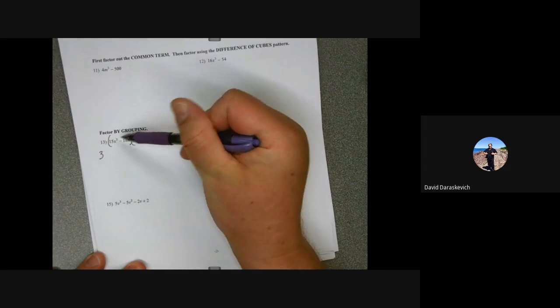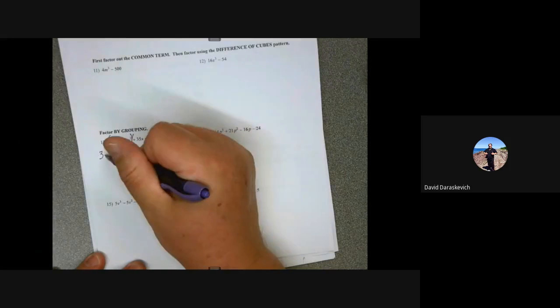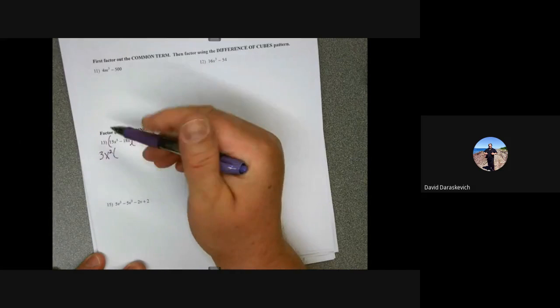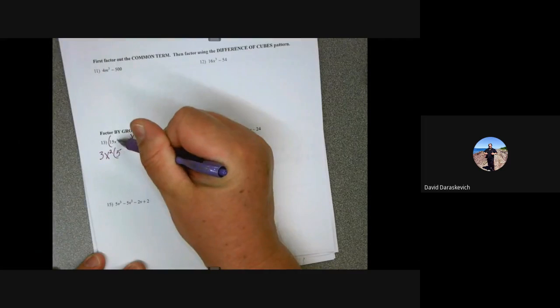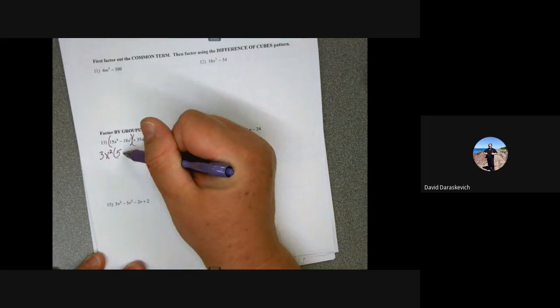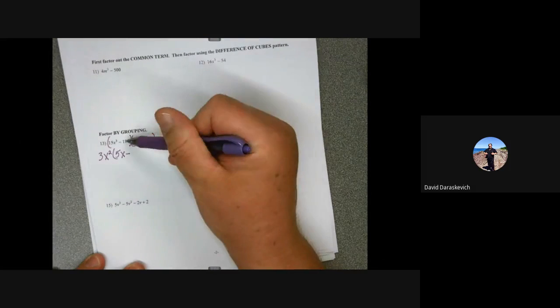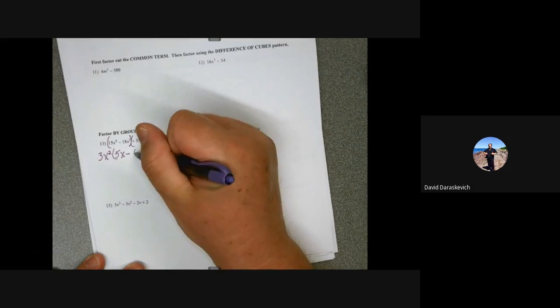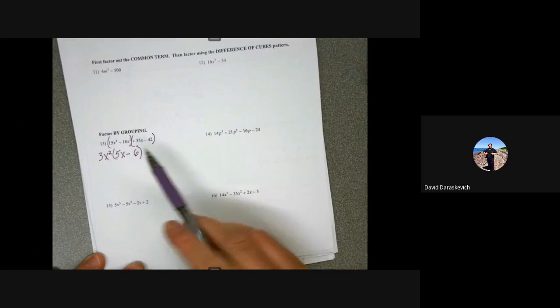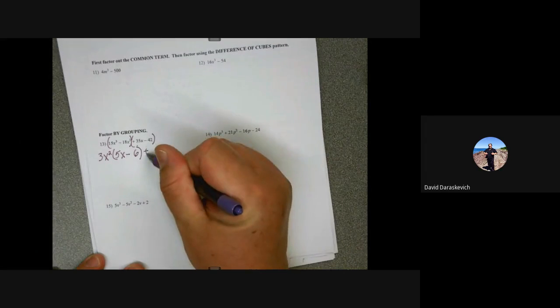15 and 18, I can take out a 3. This one has 3 x's. This one has 2 x's, so I can take out 2 x's. 15 divided by 3 is 5. 3 x's divided by 2 x's gives me 1 x. Minus 18 divided by 3, 6. And taking both those x's out. This is a positive. I'm going to put a plus here.